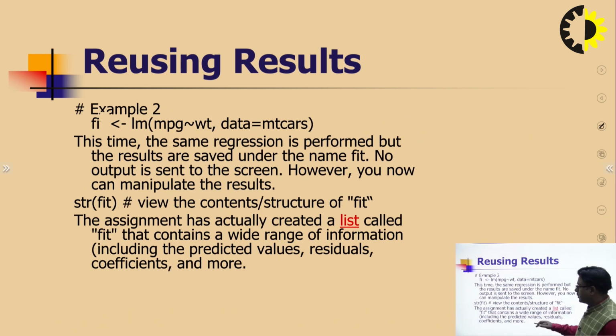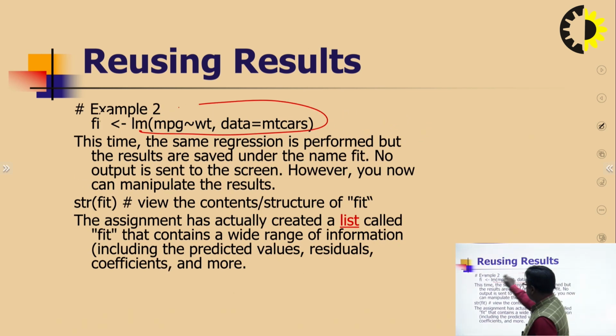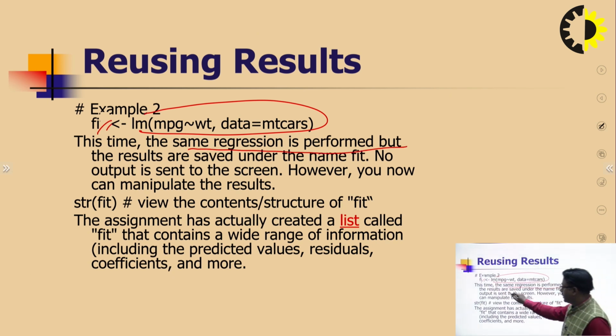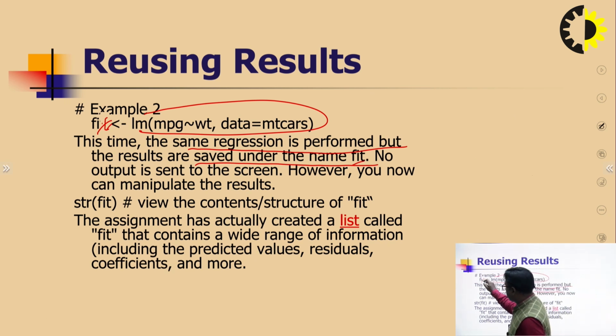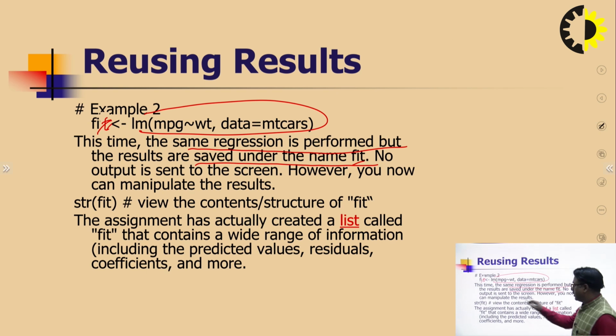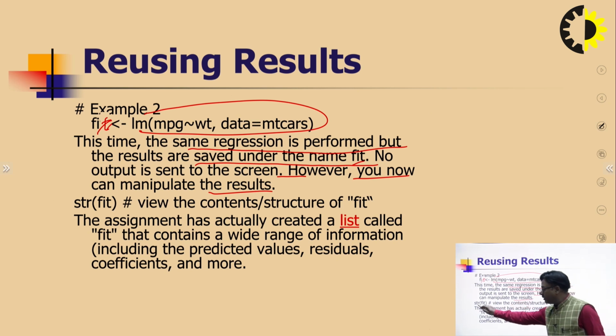In another similar example, we can store this directly into an object, another object, fit. This time the same regression is performed but results are saved under the name fit. This is the variable fit. No output is sent to the screen. However, you now can manipulate the results. And for manipulating, you simply call the function str and the object in which the data has been stored. So this is how you can manipulate your data in R programming.